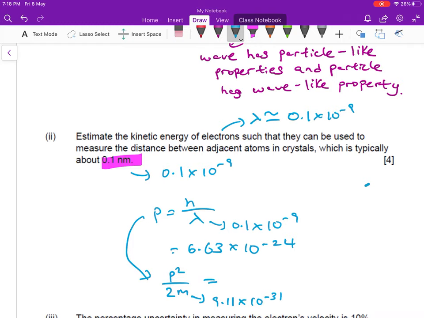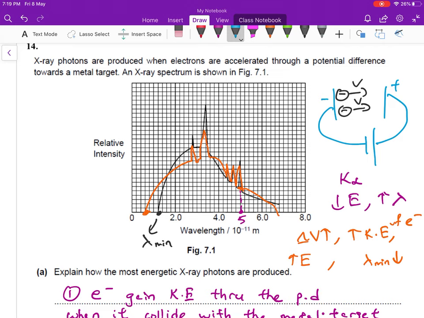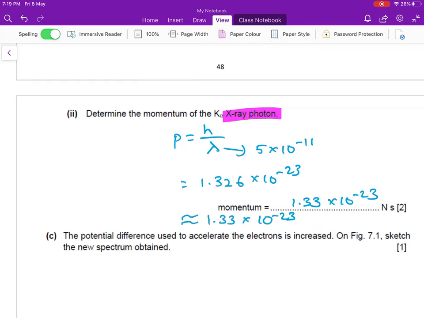How do you go from momentum to KE? You can use p squared over 2m, where m is the mass of the electron. So what will you get? 2×9.11×10^-31. I think you get about 2.41×10^-17 joules. This is the kinetic energy of the electron needed to measure the distance of the adjacent atoms.